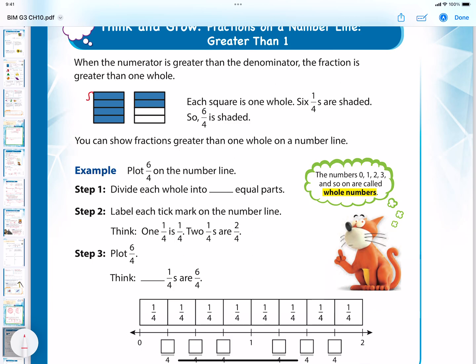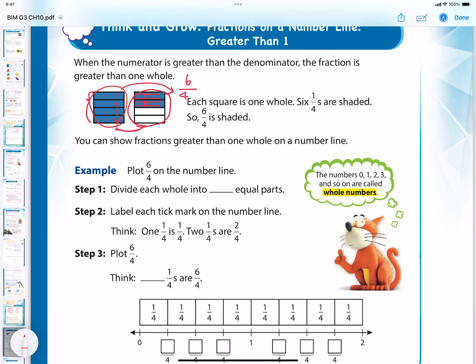Okay, so here this square is shaded, divided into what? 1, 2, 3, 4 equal pieces, right? And how many pieces are shaded? 1, 2, 3, 4, 5, and 6, right? So this is what? 6 are shaded over what? 4. 4 is what? How many pieces are there in 1 whole? Remember, 1 whole. And it has what? 2 wholes, but among the second whole, there are 2 pieces shaded out of 4. So altogether 1, 2, 3, 4, 5, 6, but 2 pieces are not shaded.